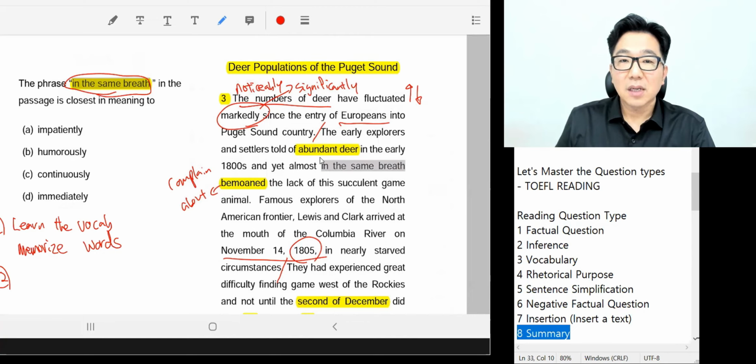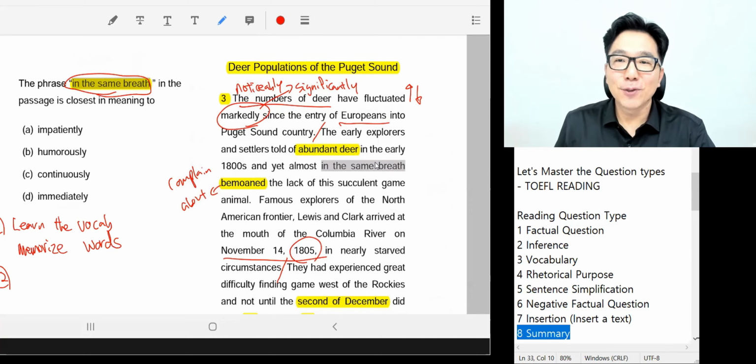So it says a lot of deer, but and yet not enough deer at the same time. Okay? I mean, how can you completely guess that? I'm not sure, to be honest.